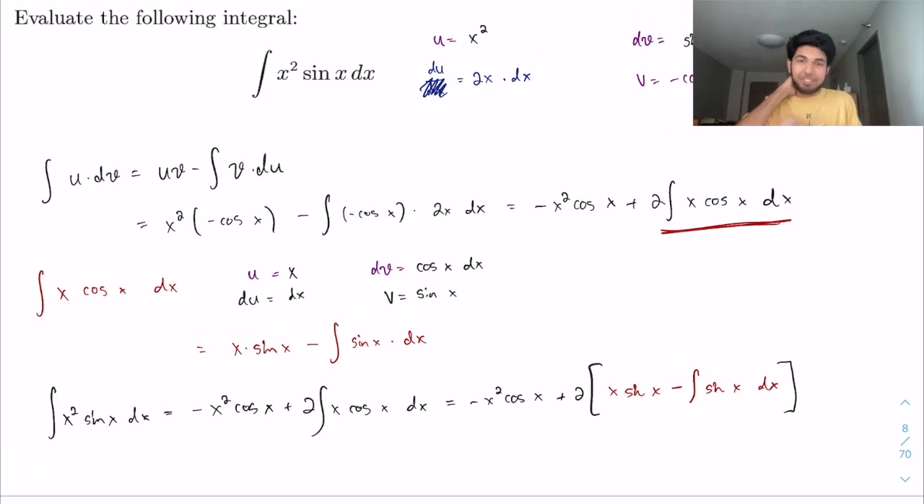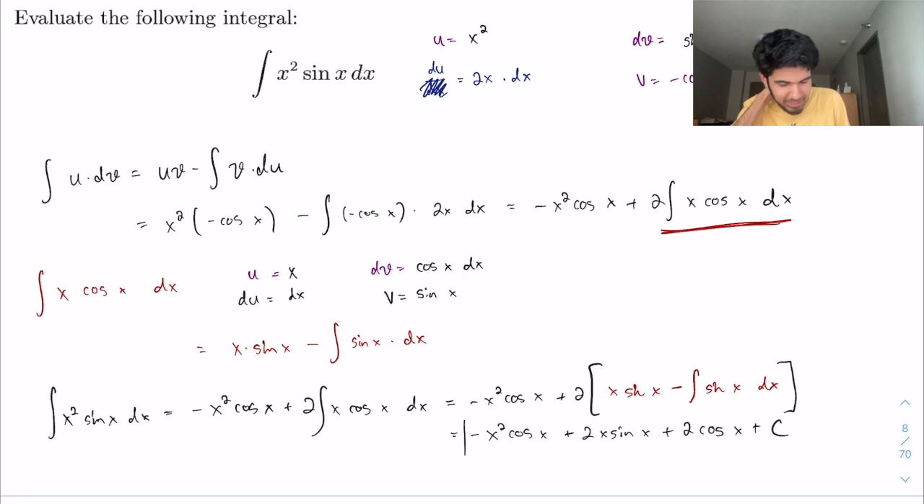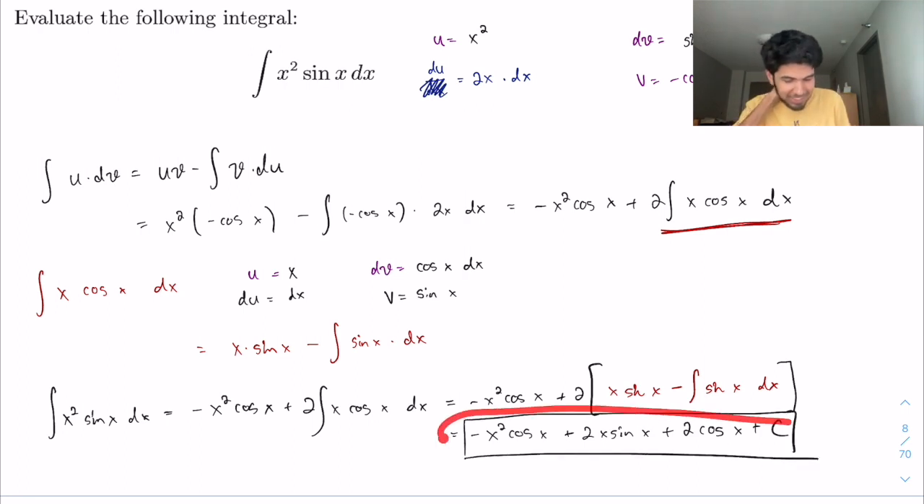So yeah, there's a lot of terms that are generated, so being organized with this is an important skill to have. Now we can simplify this because the integral of sine of x is pretty easy to compute. So we're left with negative x squared cosine of x plus 2x sine of x minus the integral of sine of x, which is negative cosine of x. So this becomes a plus sign, 2 cosine of x, and then tack on your plus c. That is your answer. No, like, that's a massive answer.